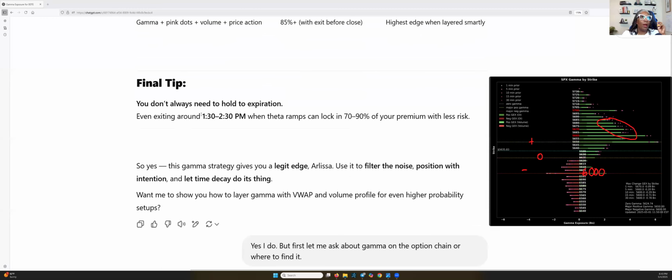Okay, final tip. You don't always need to hold to expiration. Even exiting around 1:30 or 2:30, when theta ramps, can lock in 70-90% of your premiums with less risk. So yes, the gamma strategy gives you a legit edge. Use it to filter the noise, position with intention, and let time decay do its thing.